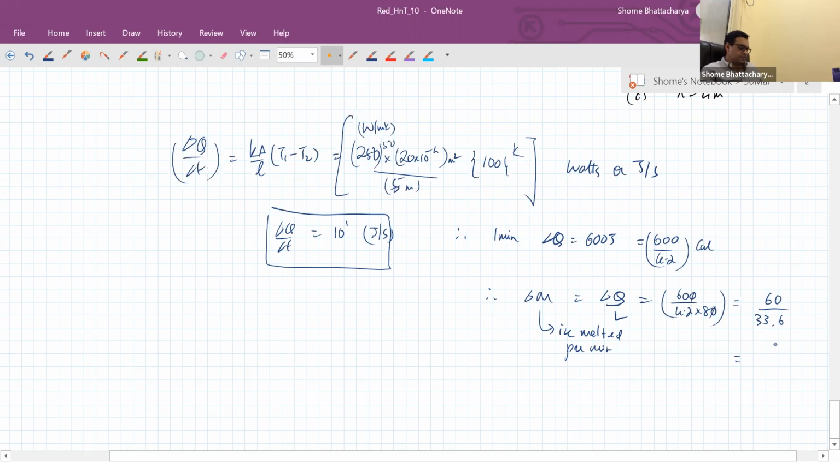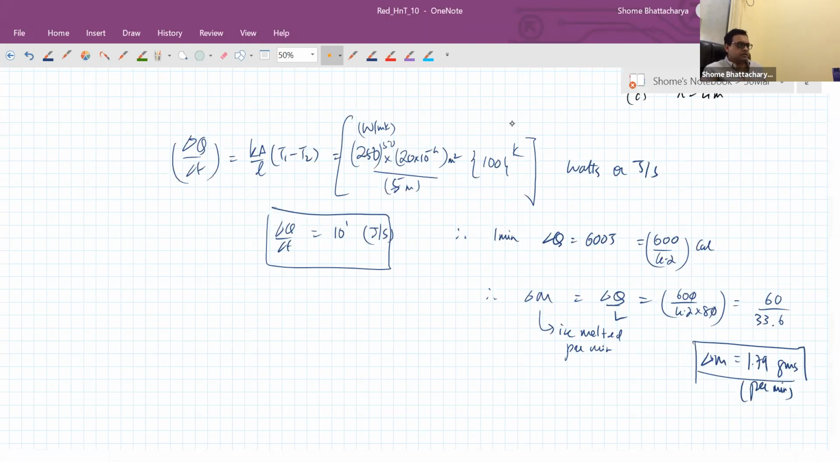That will be in grams per minute, right? Yes. Nearly 1.8, or 1.79 grams per minute. In fact, you can think of this like delta M by delta T, because it is grams per minute. Okay, good. So that's done.